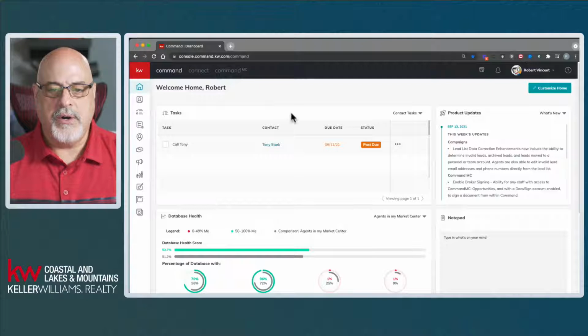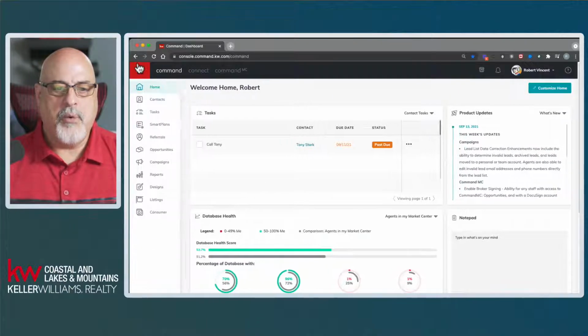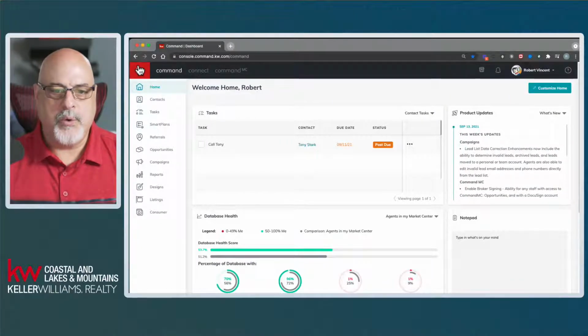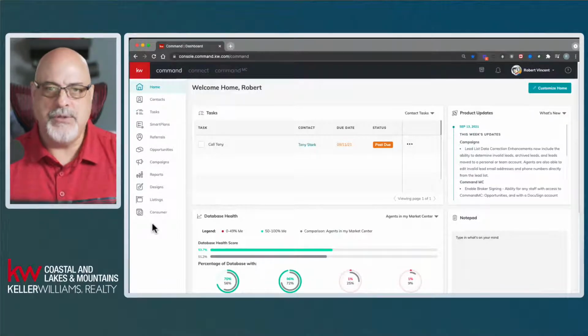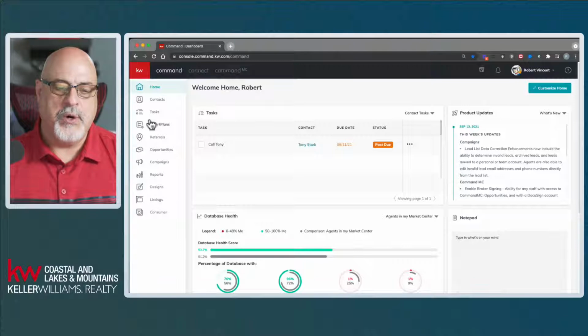So let's take a look here on our dashboard, and I'm going to always start with the red KW up in the corner so that you can see that we have a menu of what the different applets are inside of Command here. So on the left hand side, I click on the little red KW up on the corner and we can see the names of all the different applets. What we're talking about right here today is the opportunities applet.